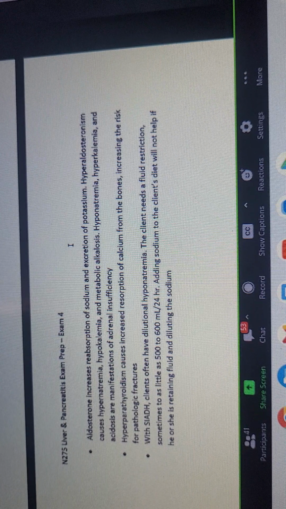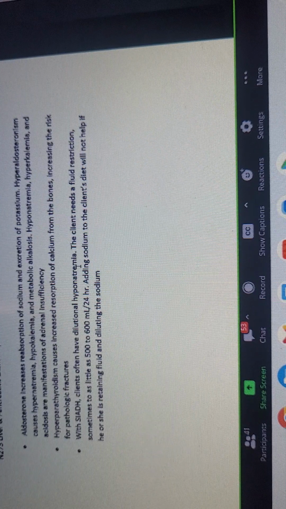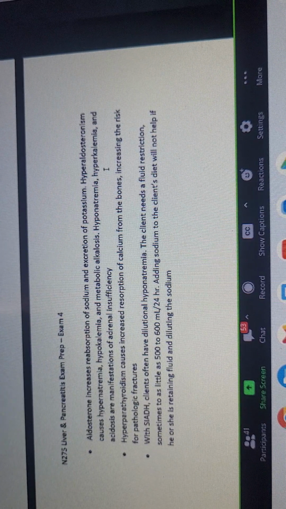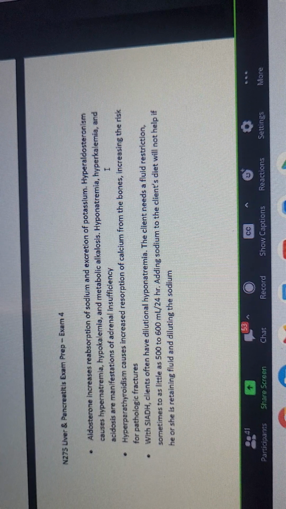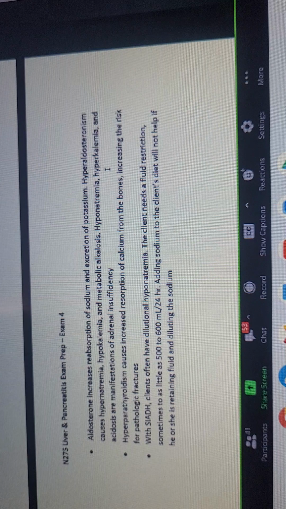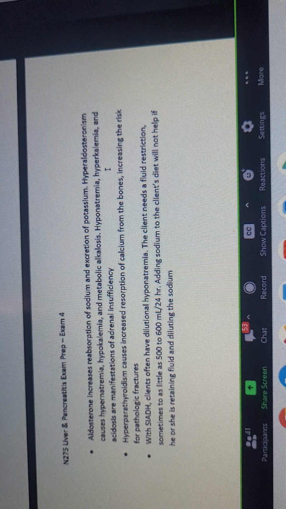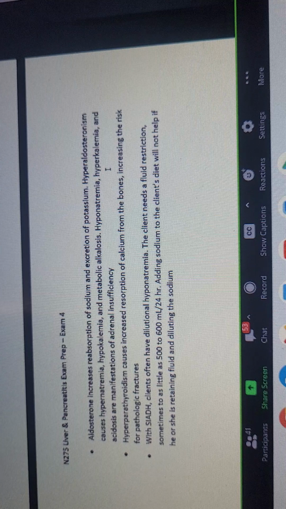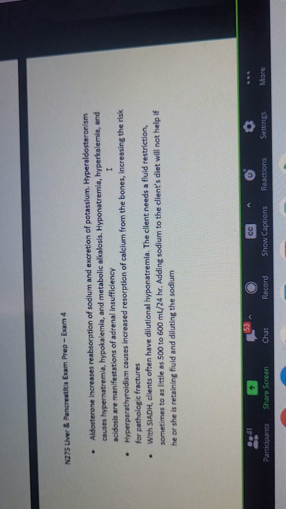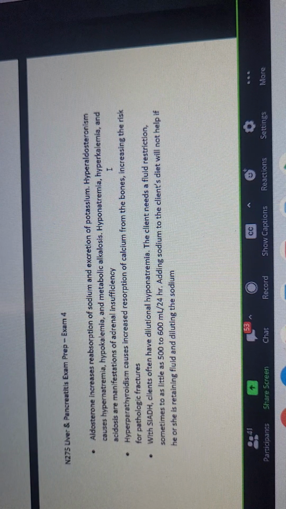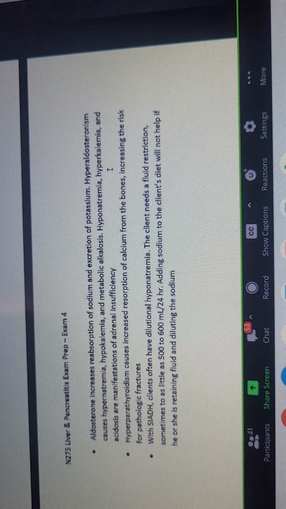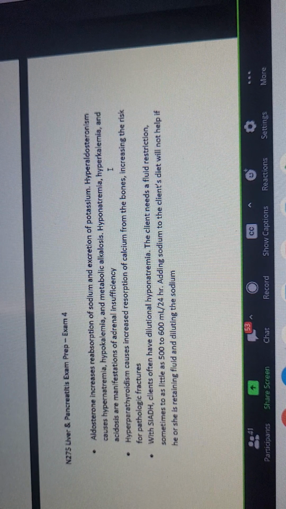And then lastly is syndrome of inappropriate antidiuretic hormone, or SIADH. Clients often have dilutional hyponatremia. So the lower levels of sodium occur because they're too diluted. And the client needs a fluid restriction. So remember with SIADH is kind of like diabetic ketoacidosis, similar. It's like very thirsty, they're going to drink, and they're going to pee. Everything that they take in, they're going to pee out.